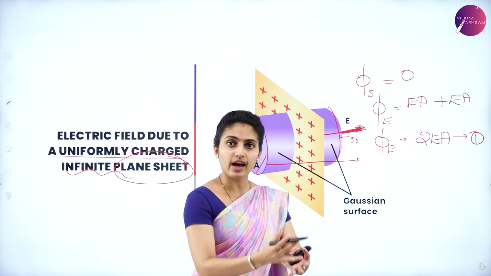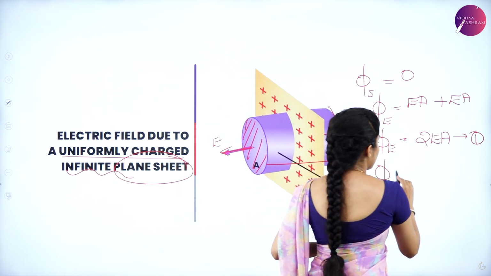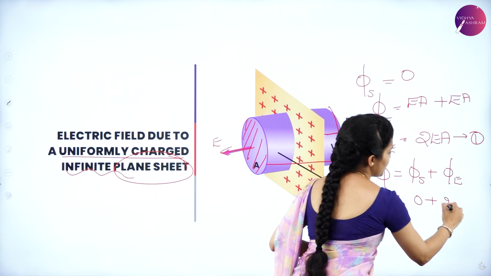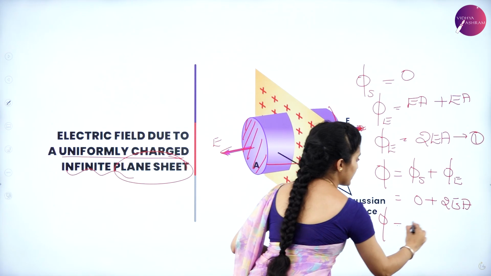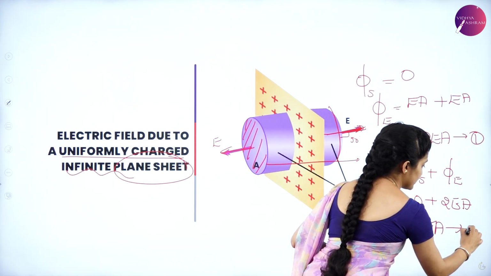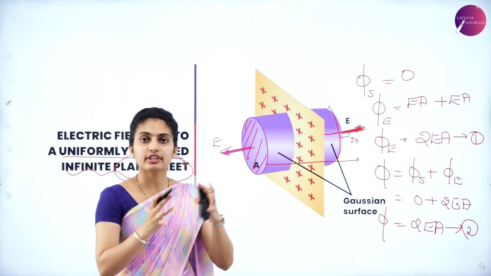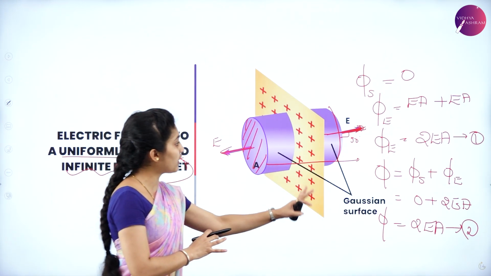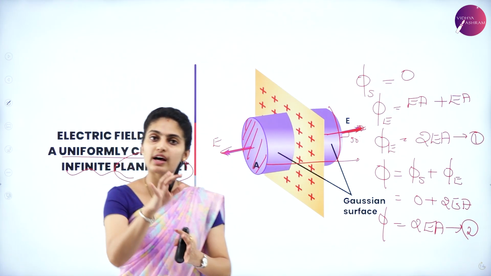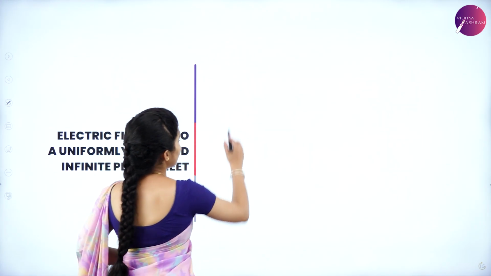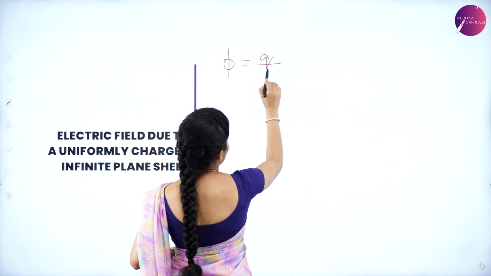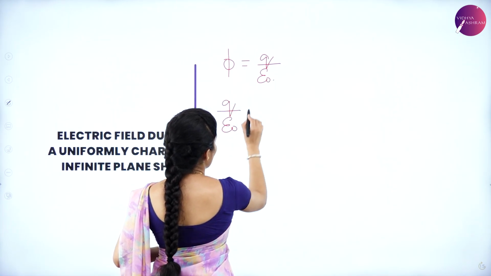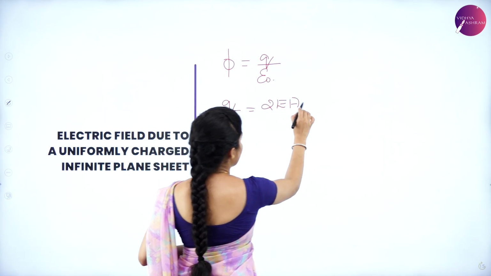So the total flux from this diagram is the flux at the surface, 0, plus the flux at the ends, 2EA. So total flux is 2EA. Call this equation 2. Now we have equation 2 in our hands. We will have to equate this flux, from the diagram, with the flux given by Gauss law, which is flux equal to Q by epsilon naught. So we have Q divided by epsilon naught is equal to 2 into E into A.